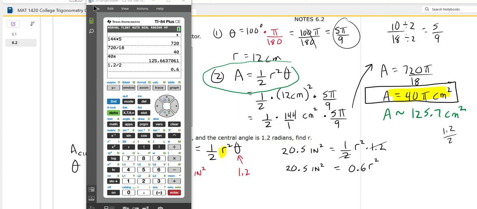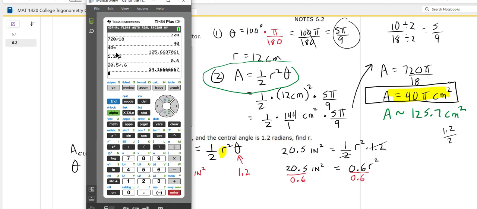Okay, now what I'm going to do is isolate the r squared. So I'm going to divide both sides by 0.6. And I'll go ahead and just do 20.5 divided by 0.6, and write down whatever decimals I get.